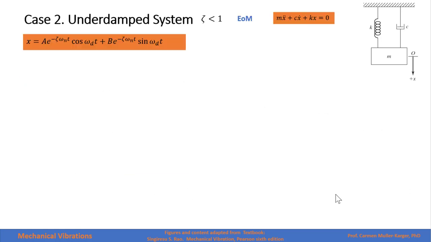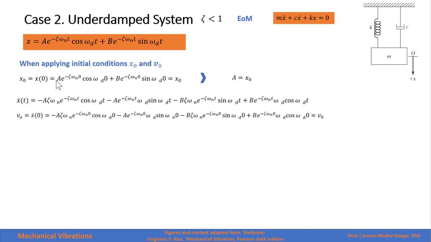Now let's introduce initial conditions to our equations to find A and B. We expand the expression right here, and we get the initial condition in displacement. We differentiate this expression, which gives me this equation right here. And when we introduce the velocity, we get that cosine is 1, sine is 0, and then we get that A is equal to the initial displacement and B is equal to the initial velocity plus the initial displacement times zeta omega n, divided by omega d.